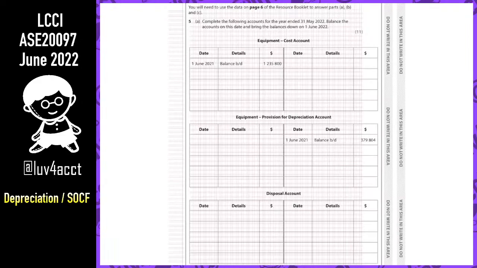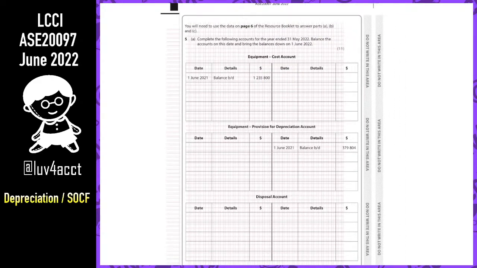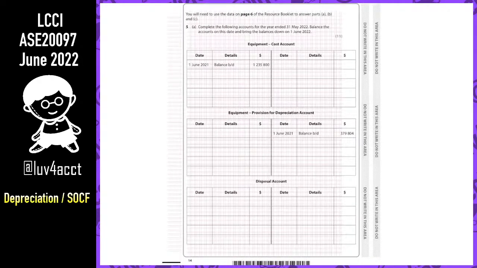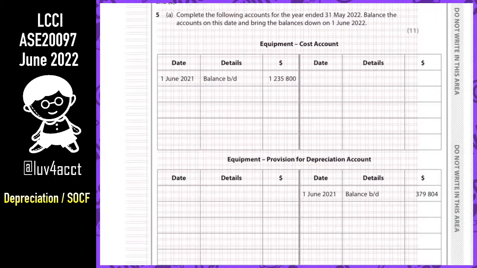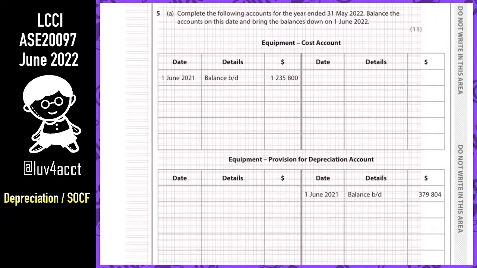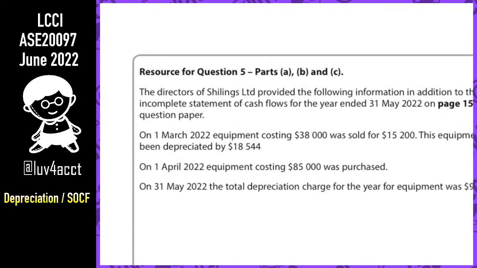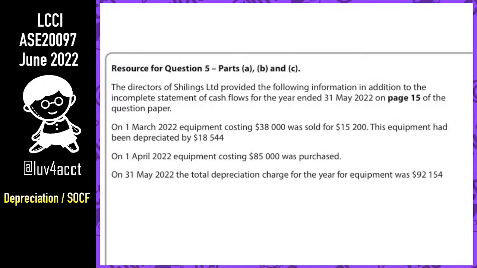Equipment account, the provision for depreciation of equipment account, as well as the disposal account. Okay, and the year end is 31st May, year 2022. Okay, let's read the question. The opening balances are given to us. Of course, we have purchase and we have disposal. Okay, what else can it be?